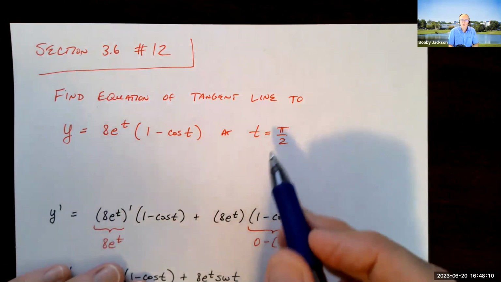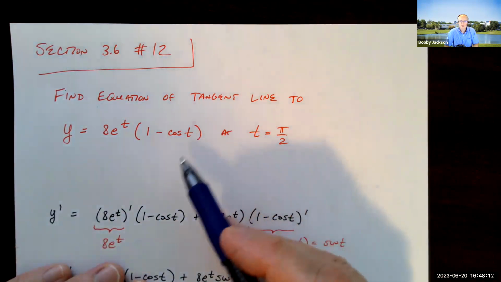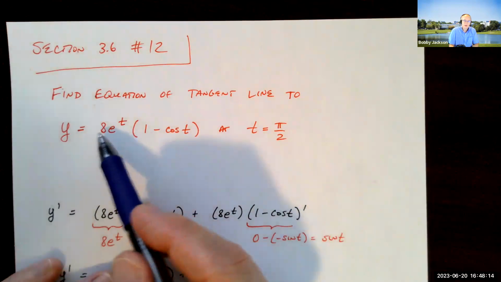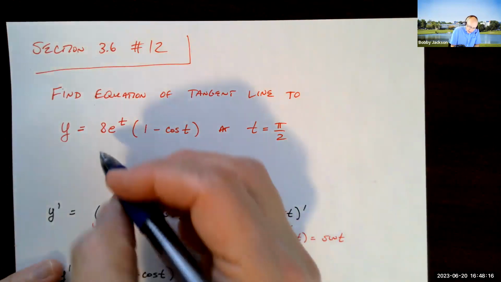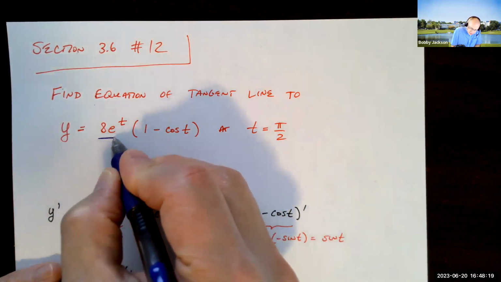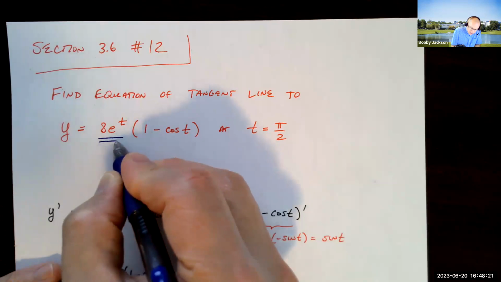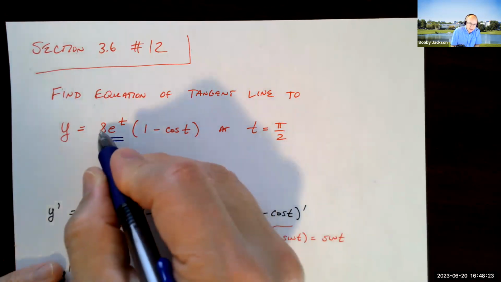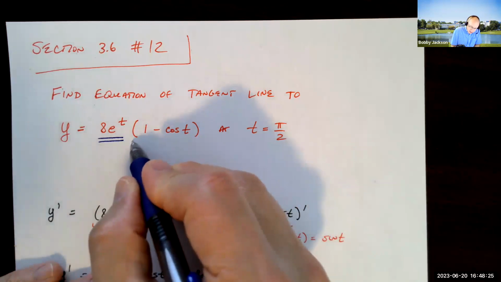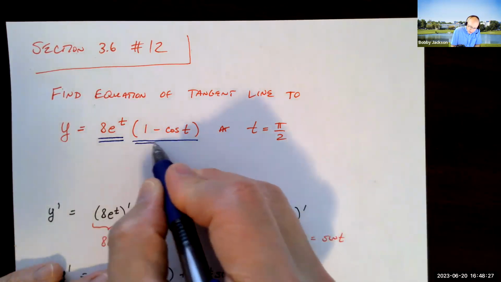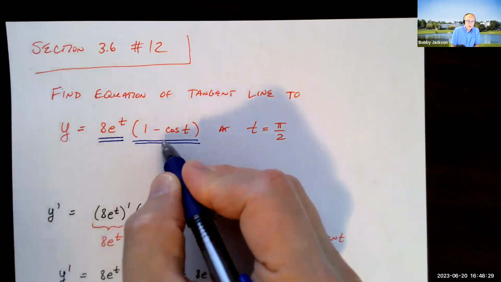Okay, so we do need the slope of the tangent line, and that's going to be the derivative. So I need to find the derivative of this function. Notice I have a product of two different functions of t. Notice t is our independent variable here, not x. So I've got 8e to the t times the quantity 1 minus cosine t. I've got a product of two things, so I'm going to use the product rule.